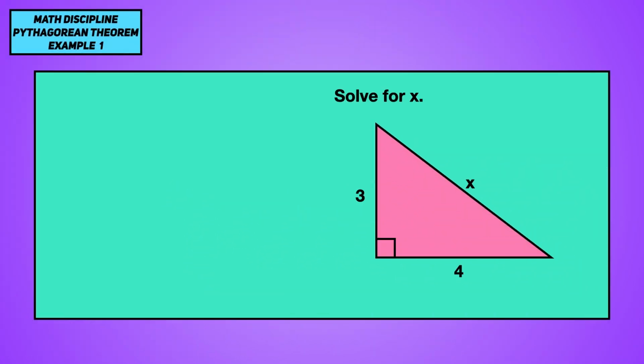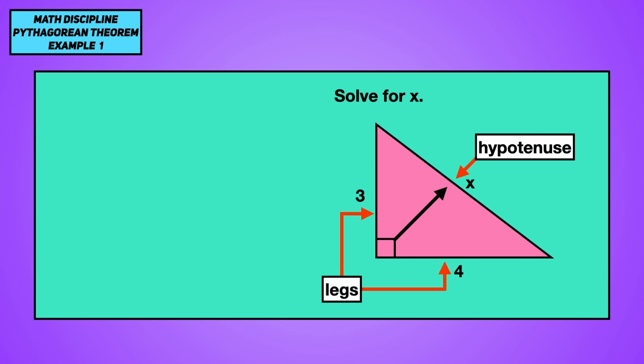Example 1. We have a right triangle. The length of the hypotenuse is unknown, so it is assigned the variable x. One of the legs has a length of 3 units, and the other has a length of 4 units. We have to solve for the value of x.